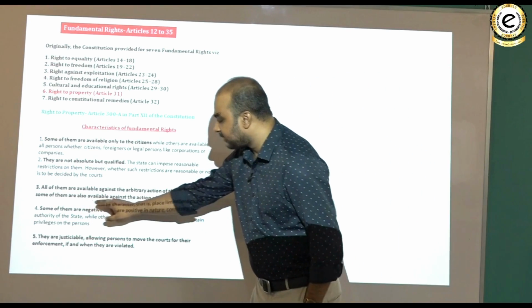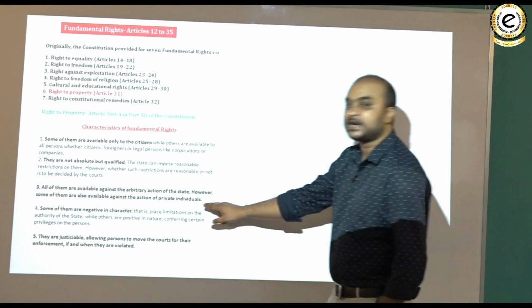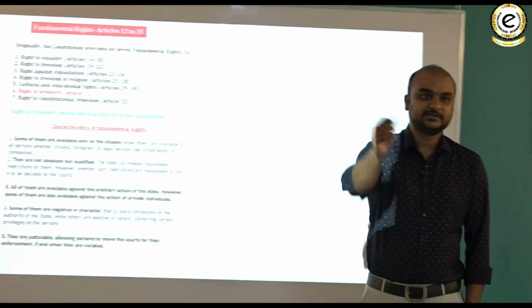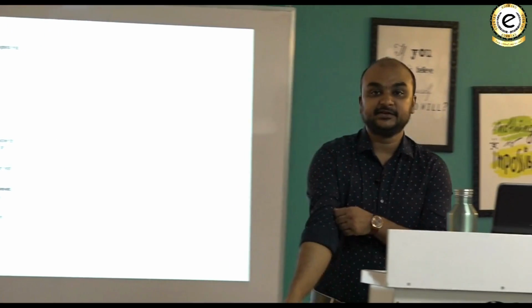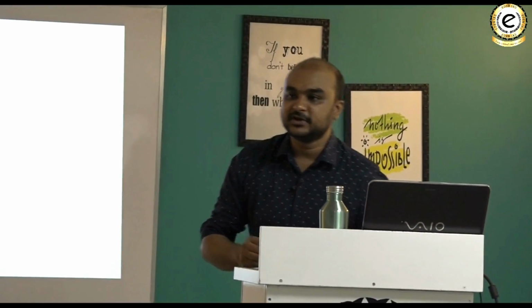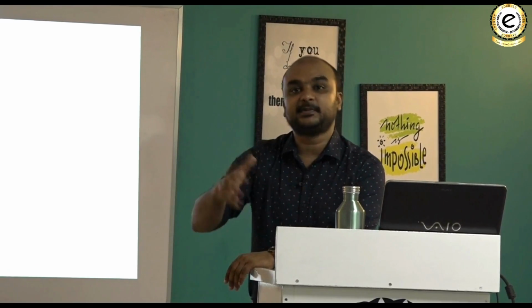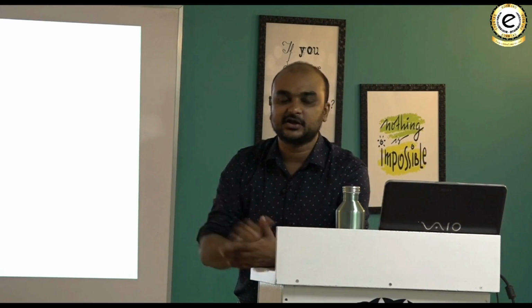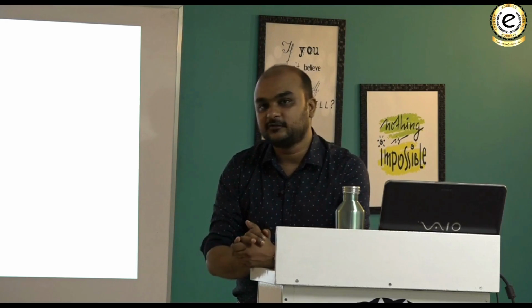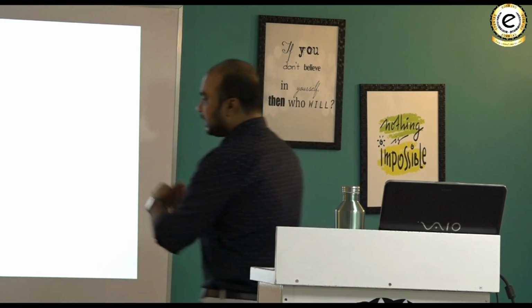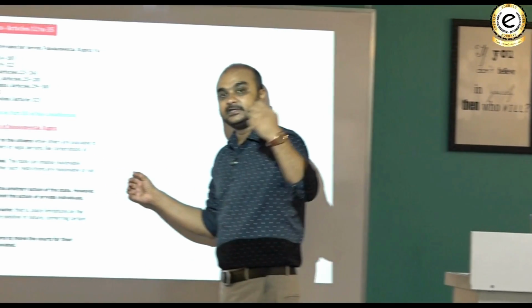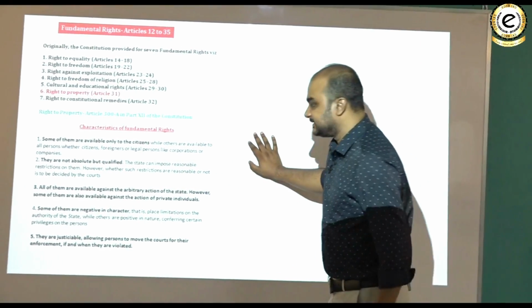However, some of them are also available against the action of private individuals. Like say for example, think of Article 15 Clause 2, which says that nobody should be discriminated against and everybody should be allowed to access public places, wells, etc. Or think of the abolition of untouchability. Now, these can also be enforced against individuals and not only the state.